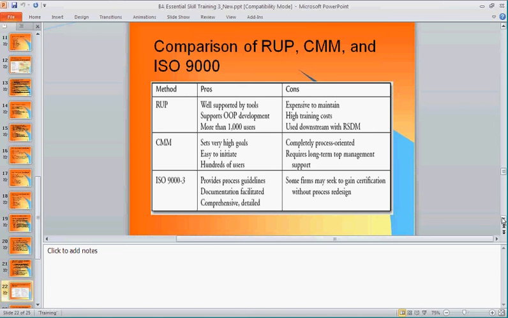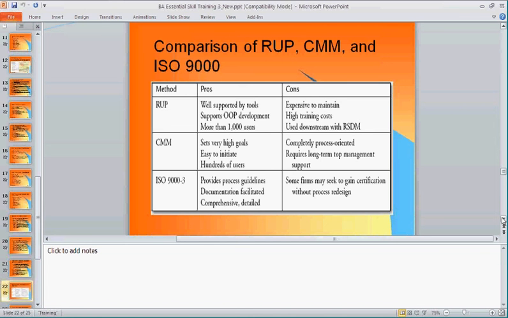Easy certification and low cost. ISO is even lower, isn't it? It's a one-time. You one-time set up the processes in order to maintain minimum quality, right? RUP requires training. CMM, is there any training required? ISO, any training required? No.